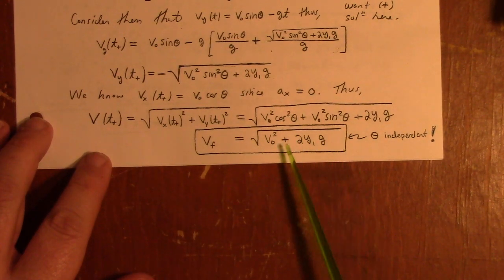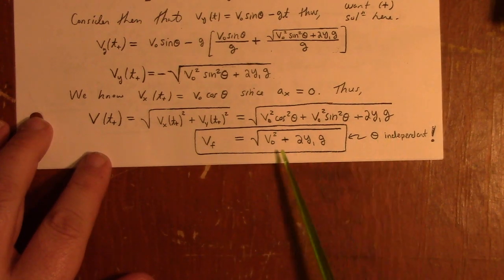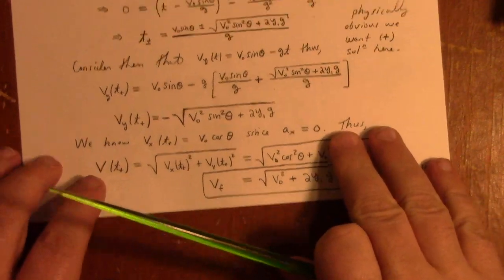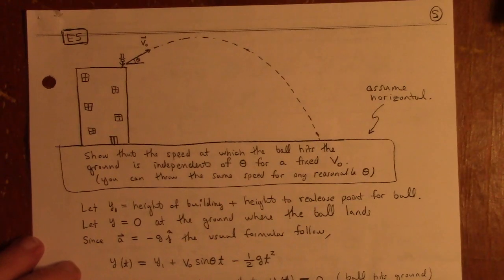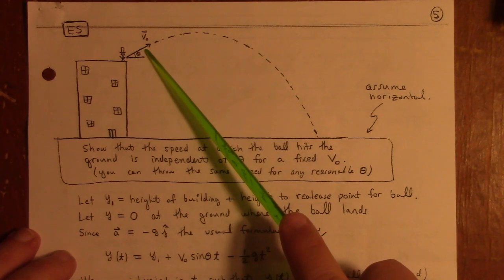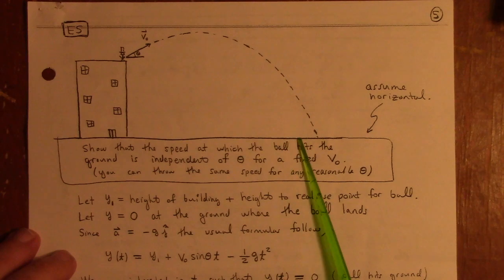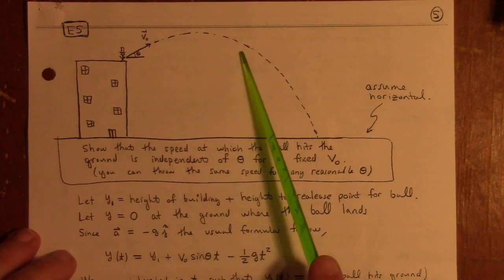Sine squared plus cosine squared is 1. So the final velocity is in fact independent of theta, which at first glance, when you see that claim, is kind of like, really? The final velocity doesn't depend on the choice of theta, whether I shoot the thing almost straight up in the air and it comes back down, or if I shoot it horizontally and it goes down.